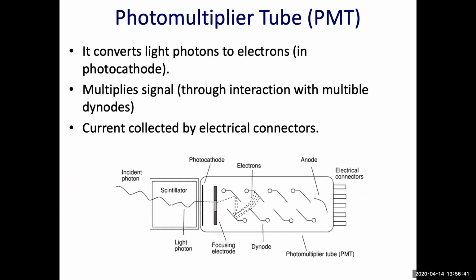So the other part is the photomultiplier tube. We already talked about that PMT. Just to review, it converts light photons to electrons in the photocathode of the PMT. This is the purpose of the PMT. It multiplies the signal through interaction with the multiple dynodes. So the gamma photon interacts with the crystal, we get light photons that interact with the photocathode of the PMT and produce electrons. The electrons here are multiplied by the dynodes, and at the end we get the current, and this current is collected by the electrical connectors outside here and goes to other electronics.